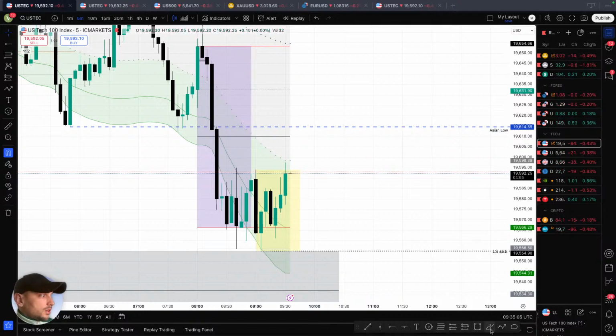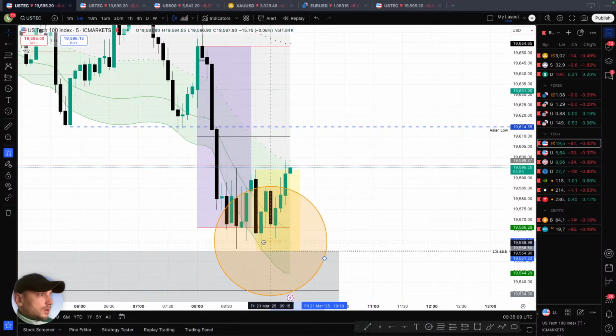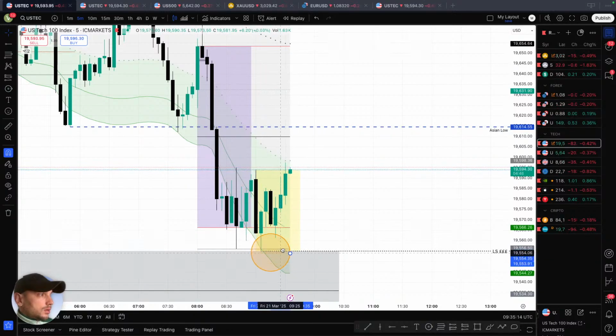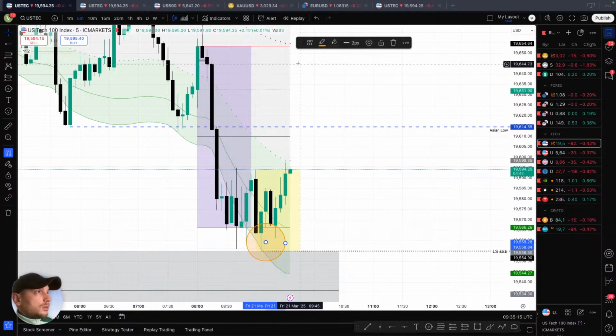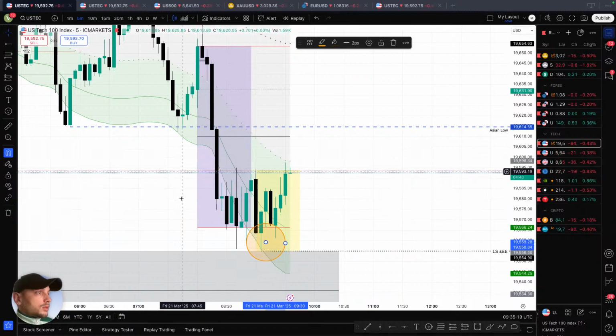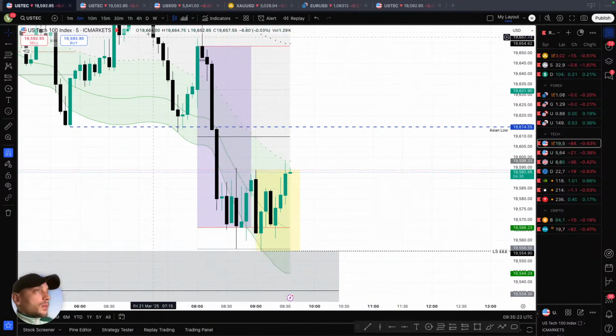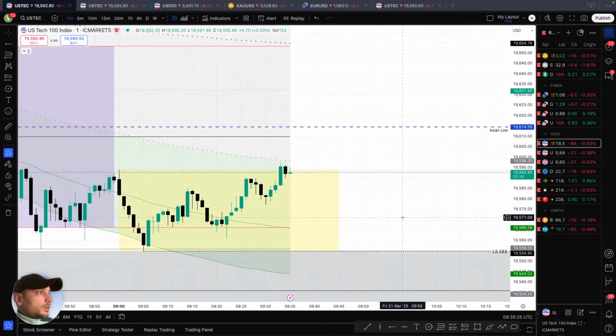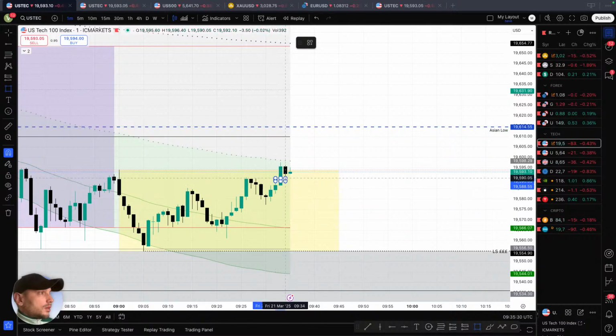Now, the first confirmation we have is right here. This area. We can't close under the DR. So that means probably the price wants to push higher. As well, the view up. We're in the green area. Good for buys. The other problem is I don't see any PDRAs that can help us.